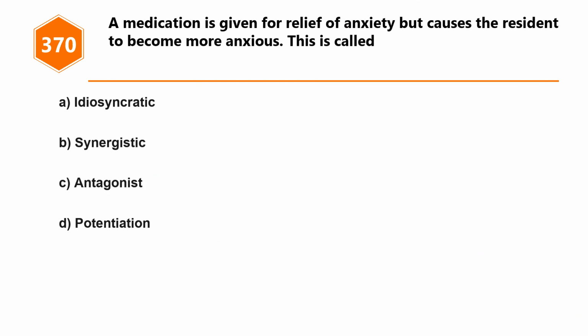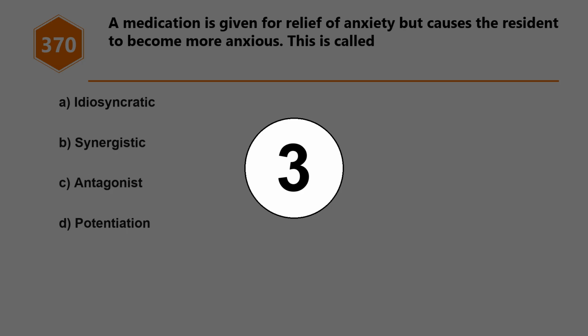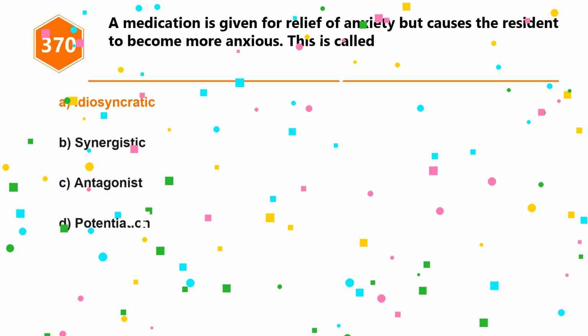Question 370. A medication is given for relief of anxiety but causes the resident to become more anxious. This is called option A, idiosyncratic. Option B, synergistic. Option C, antagonist. Option D, potentiation. The correct answer is option A, idiosyncratic.